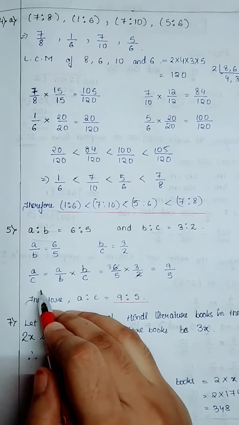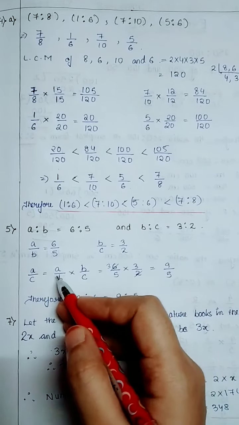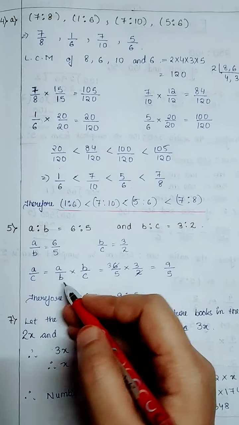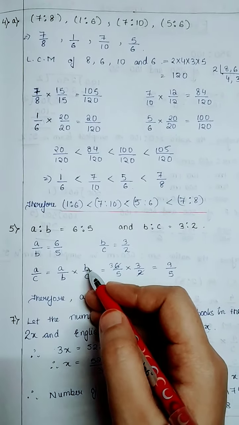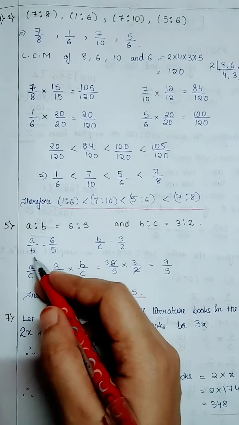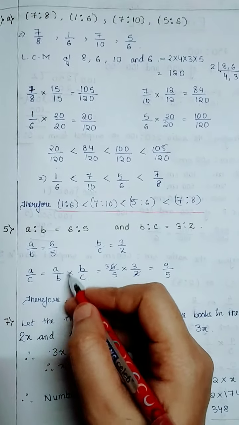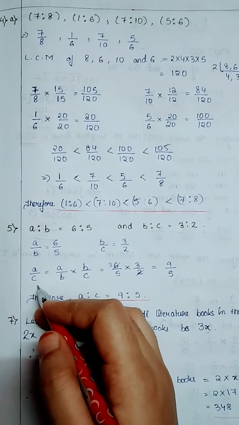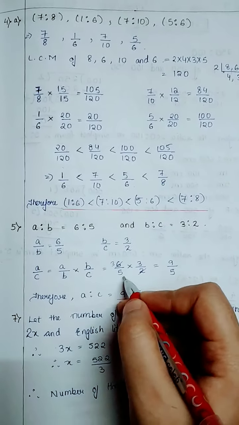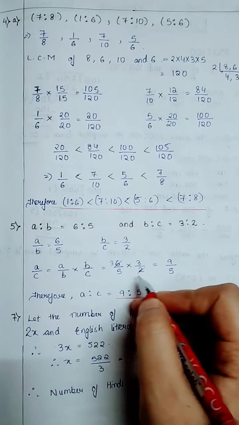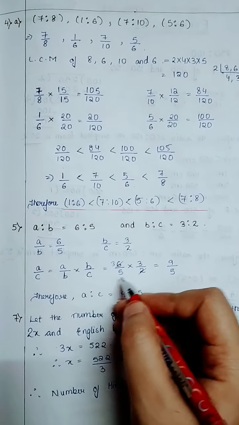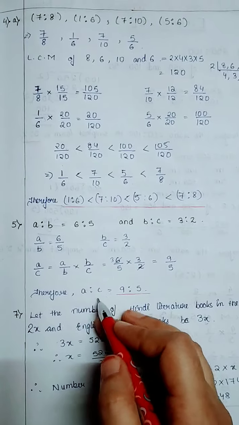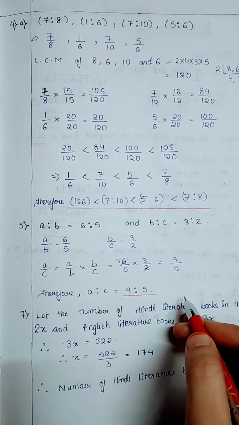Now A by C is equal to A by B multiply B by C, because B will cancel each other, so we'll get A by C only, which we want to find. So just multiply 6 by 5, multiply 3 by 2. 2 1s are 2, 2 3s are 6, so 3 3s are 9 by 5. Therefore A is to C is equal to 9 is to 5.